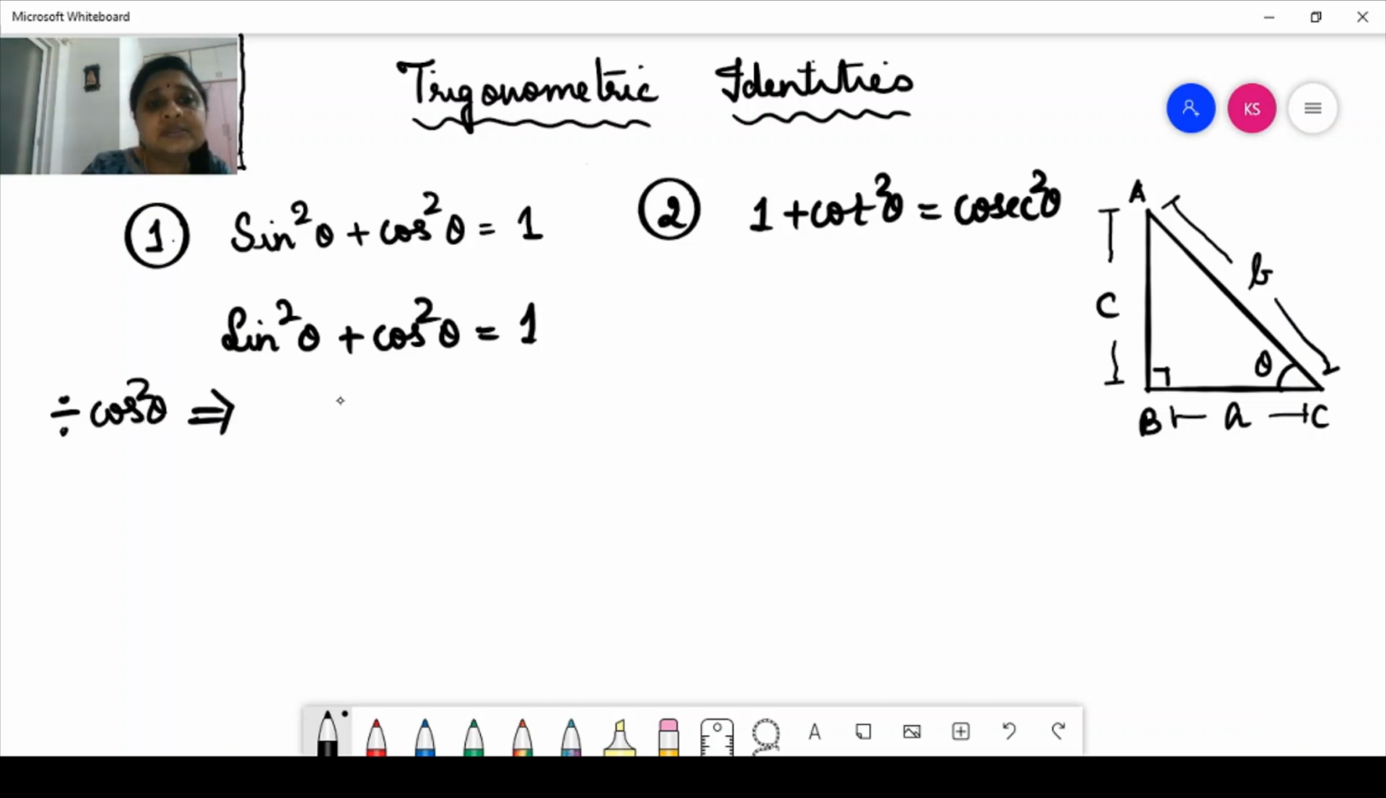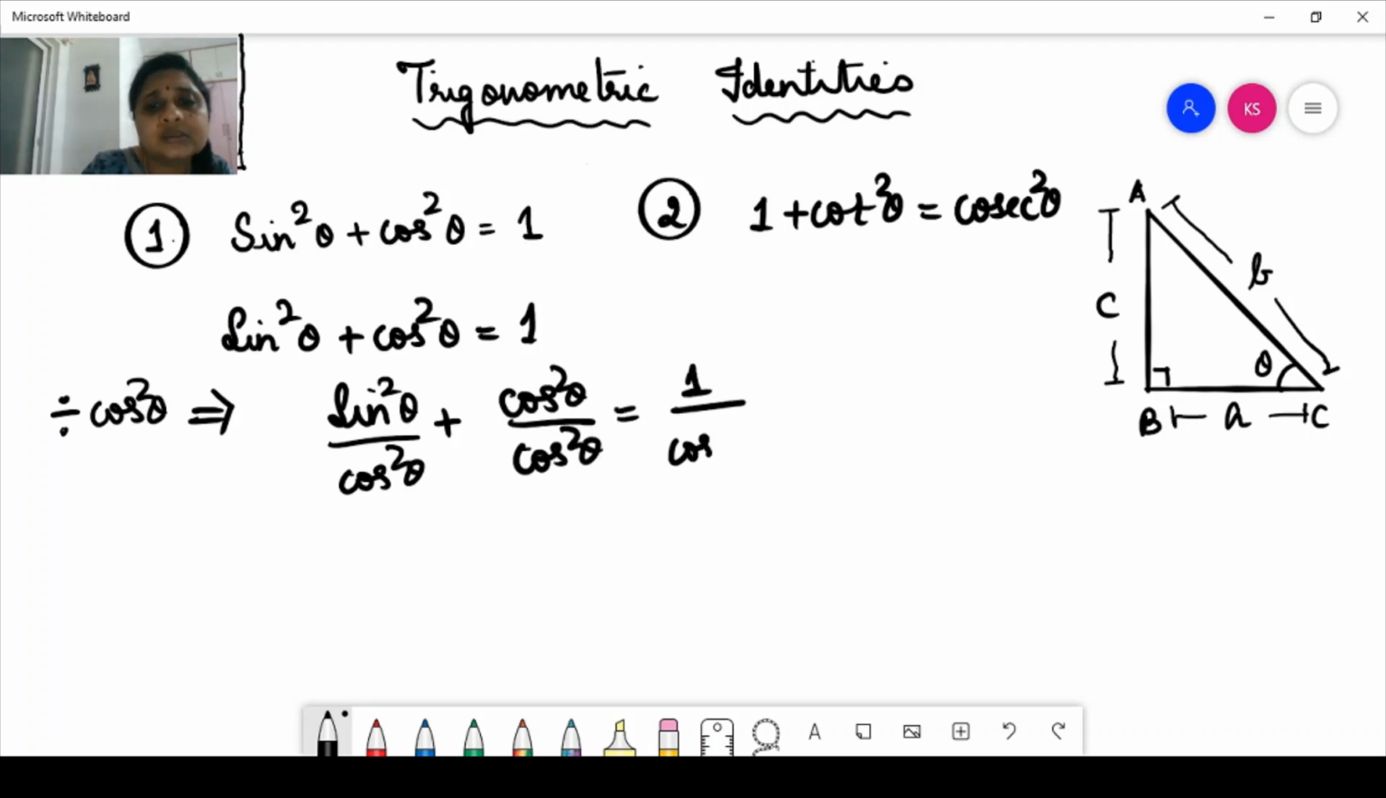So what happens? I'll get sin square theta by cos square theta plus cos square theta by cos square theta is equal to 1 by cos square theta. Okay, in this identity, I'm dividing every term by cos square theta to preserve the equality, meaning the balance between the LHS and the RHS.